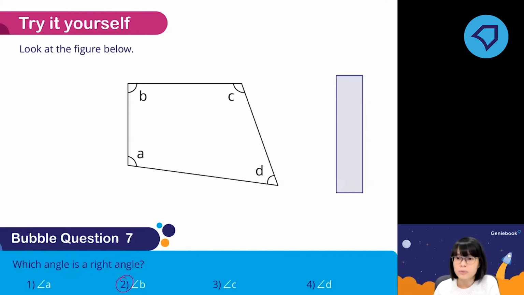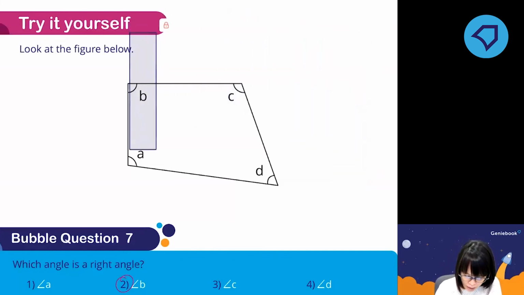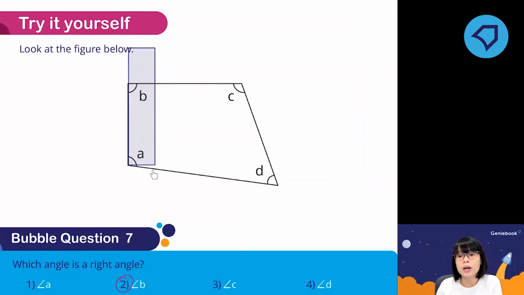Obtuse. Some of you say right angle. It is actually an obtuse one. Okay, so let's take a look over here. If I put it along this line, you notice that this line is actually going away from the ruler. So it's actually an obtuse angle. Yes, obtuse angle.